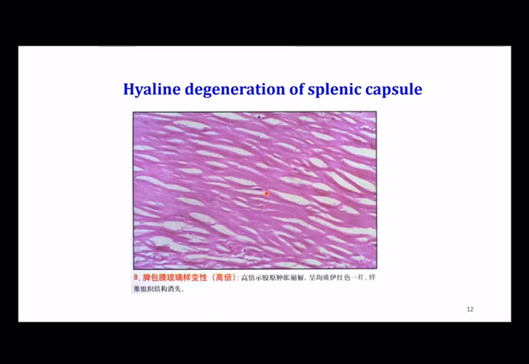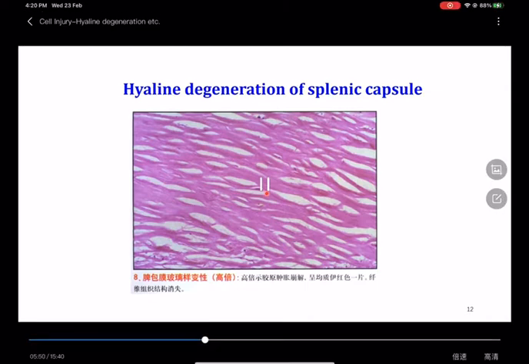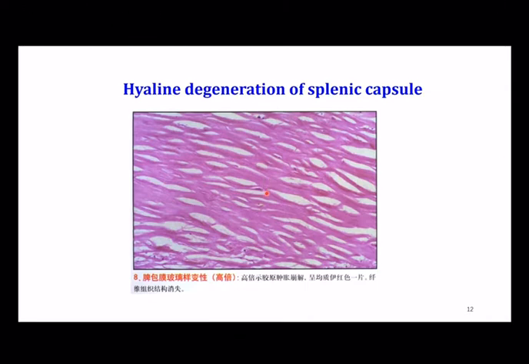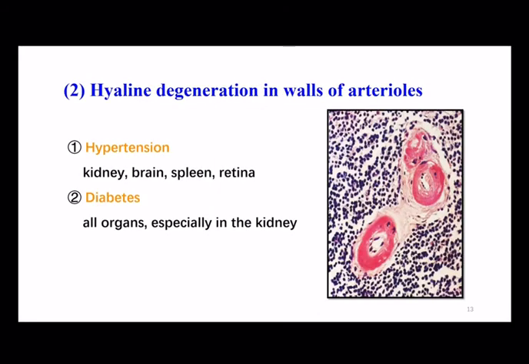Under microscope, the capsule consists of homogeneous pink bands. That's the hyaline of collagens. Hyaline change in walls of arterioles. Patients with hypertension and diabetes usually have hyaline change in walls of arterioles, especially in the kidney.